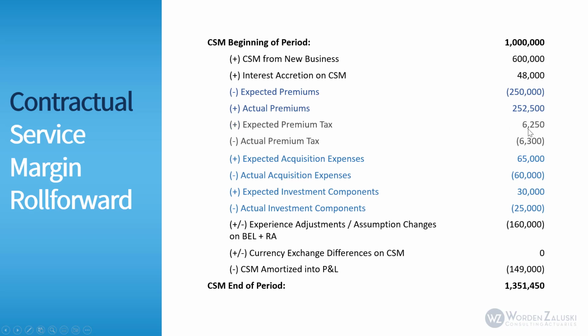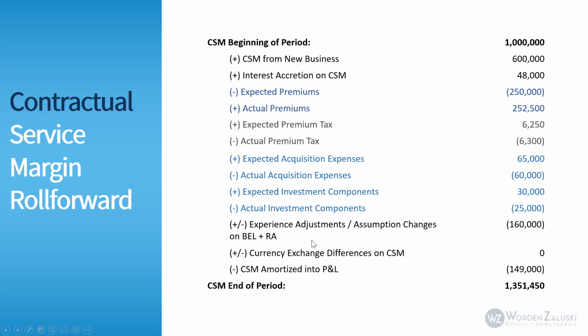The expected premium taxes were $6,250, but our actual premium taxes were $6,300. So again, we have a $50 negative variance, and that'll bring our CSM down. Our expected acquisition expenses were $65,000, and our actual acquisition expenses ended up only being $60,000. So we have a $5,000 positive variance, and that increases the CSM. And then finally, our expected investment components, so for example, say cash surrender values, were $30,000, but our actual investment components ended up only being $25,000. So again, that's going to be a variance of $5,000, which increases the CSM.